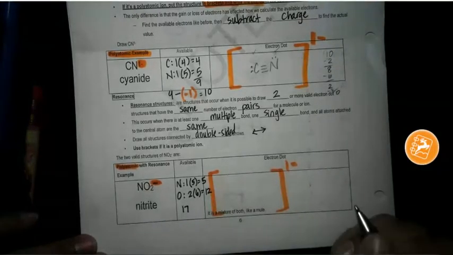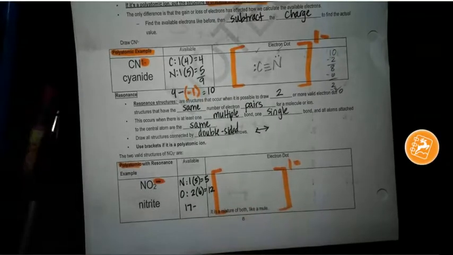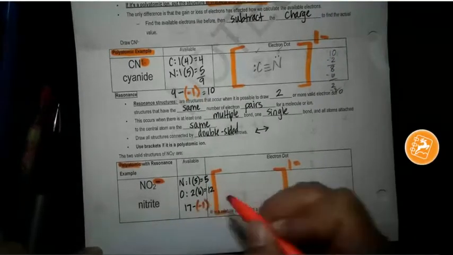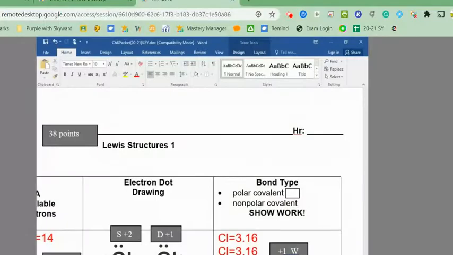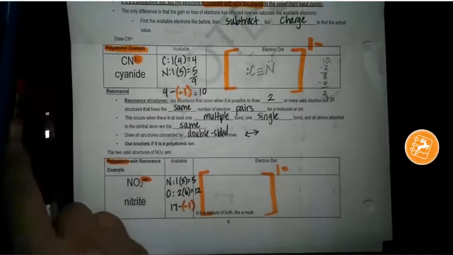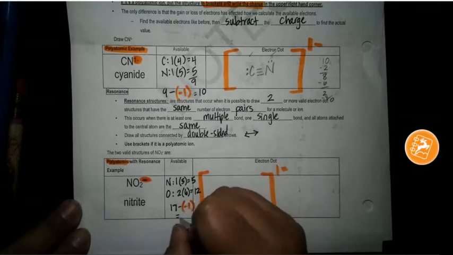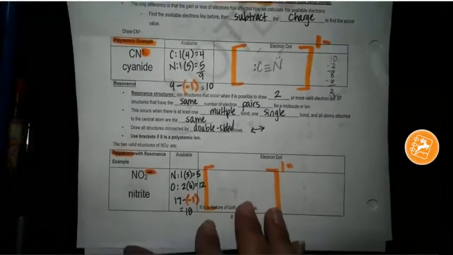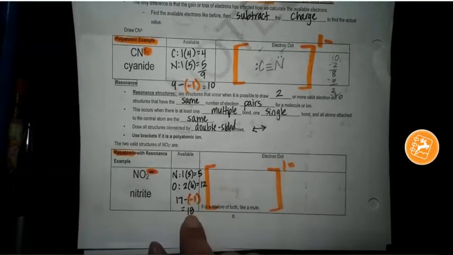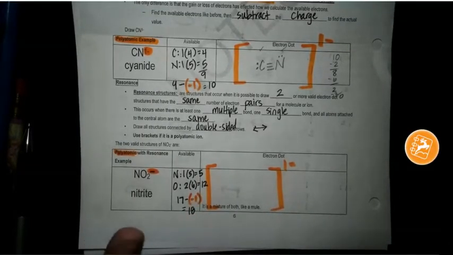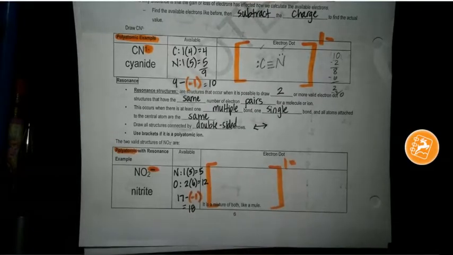All right. Remember, what we do is we subtract the charge. -1. 17 minus a -1 gives us 18. One thing that students sometimes do is they forget to subtract the charge. We are not working with any problems that end up with odd values. So if you have an odd value, you probably did something wrong. Could you have an odd number of available electrons? Yes, but that has to deal with mostly exceptions that you'll see in AP Chem.